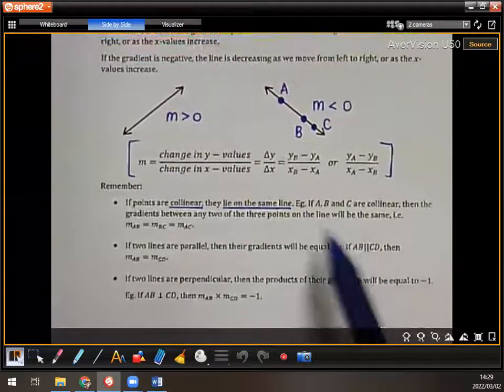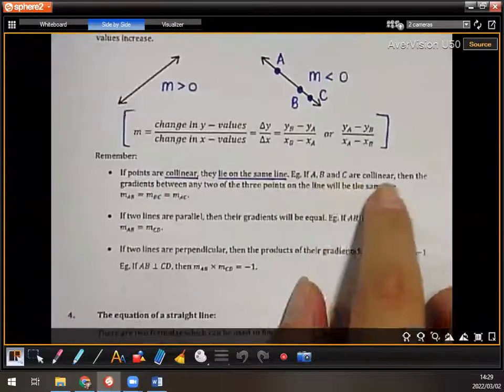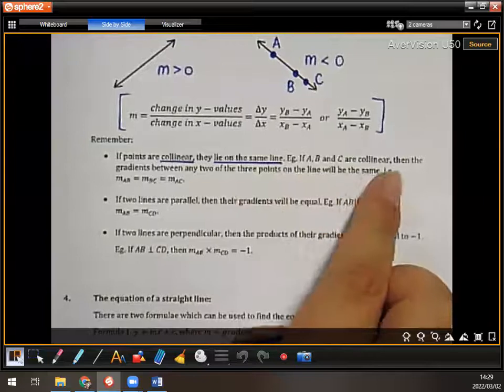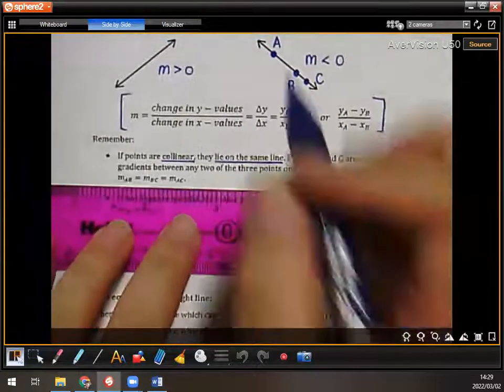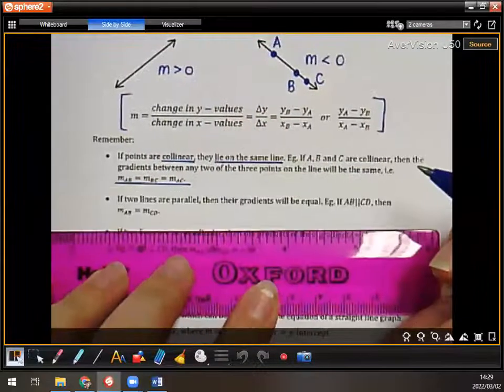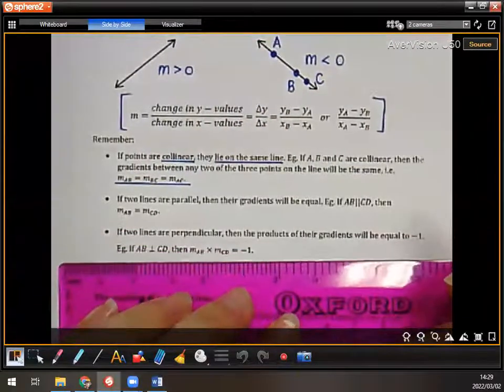Okay, so that is what they're saying here. If A, B, and C are collinear, then the gradients between any two of the 3 points on the line will be the same. All right, so we can just underline that quickly. The gradient of AB will be equal to the gradient of BC, will be equal to the gradient of AC.